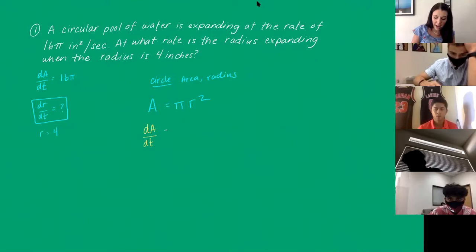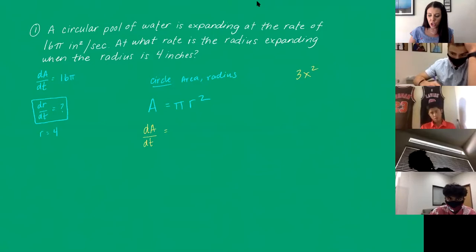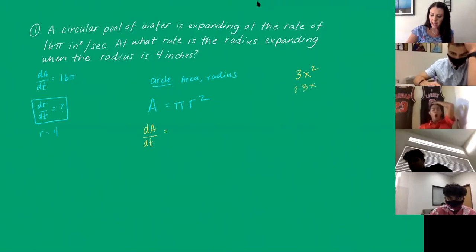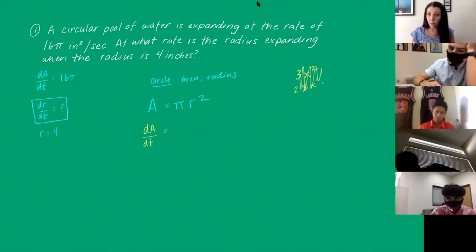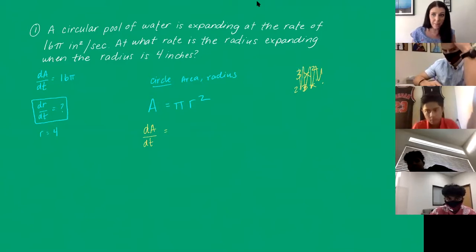Okay, now our pi is a constant. So if I give you like 3x squared or something like that, you would take the 2 and multiply it by the 3. You do 2 times 3, x to the first power, and then times whatever the derivative of x is. Now we don't have an x in this one. We're working with an r. Our derivative of pi r squared, any guesses? Anyone want to unmute and take a guess of the derivative of pi r squared with respect to time?